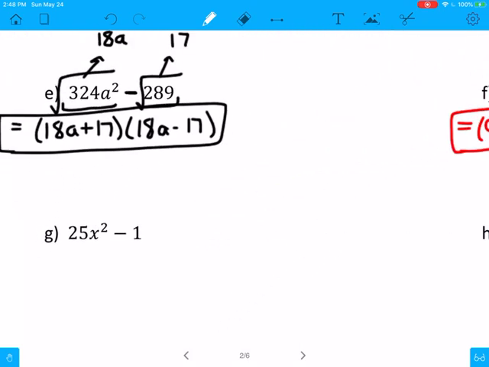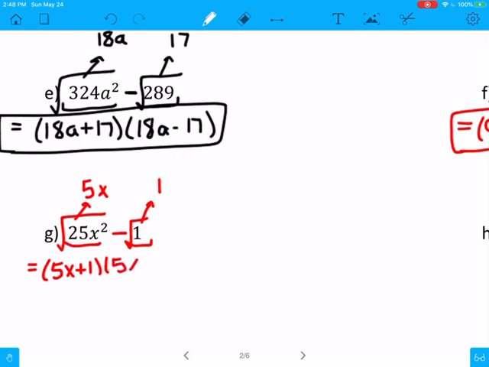Most people don't spot the 1 as being a perfect square, but 1 is a perfect square. So whenever there's a 1, people often won't notice it's a difference of squares, so watch out for that. The square root of 25x squared is 5x. And the square root of 1, ooh, that doesn't look like an x. The square root of 1 is 1. So I'm going to get 5x plus 1, 5x minus 1. And you should be super pumped because we don't have to do trinomial factoring.